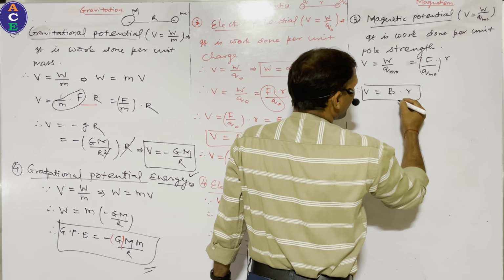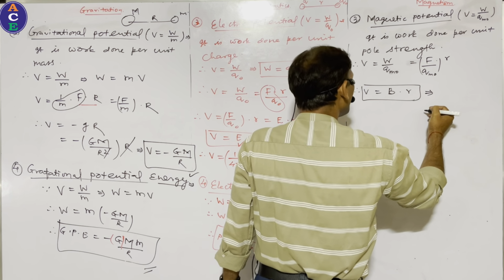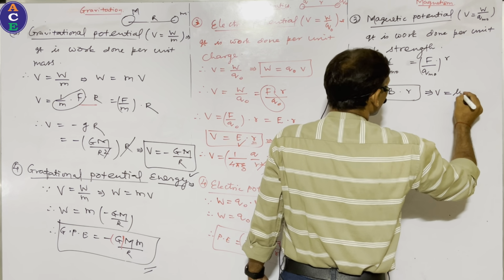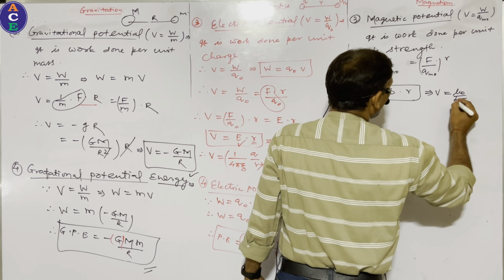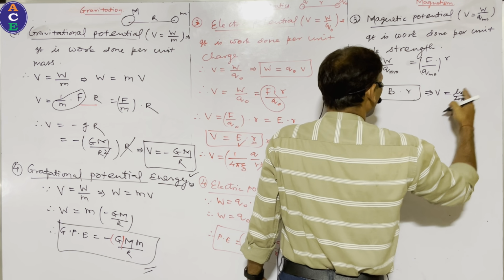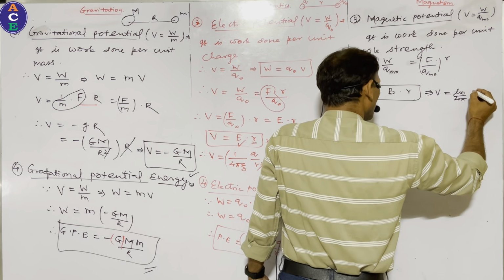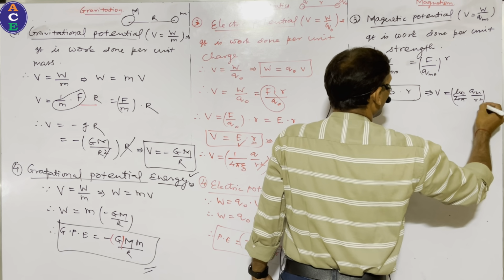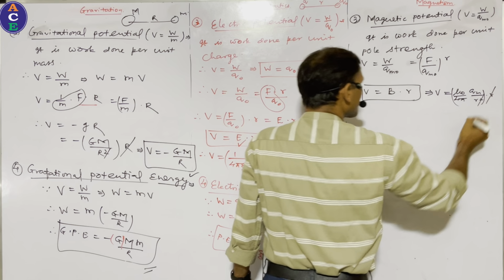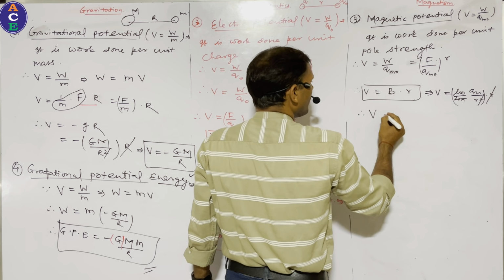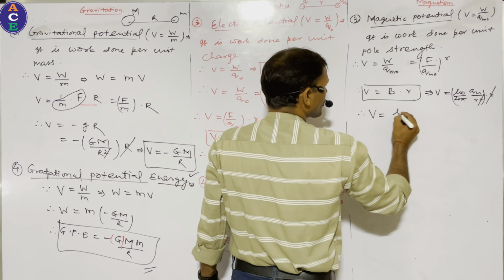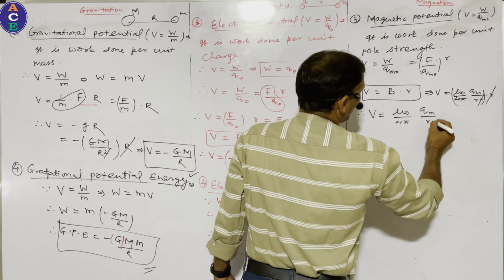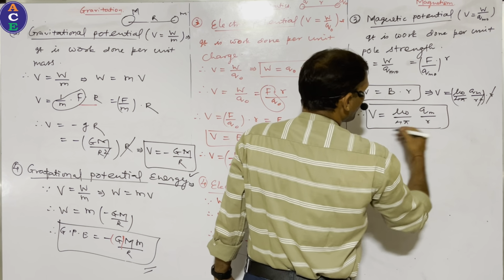This is again a very important relation, and further from here we can write V is equals to, what is the value of B? It is mu naught by 4 pi. Just before this we did mu naught by 4 pi Qm by R square into R. So one R cancelled with this R. Ultimately we are getting V is equals to mu naught by 4 pi Qm by R. This is the formula for potential.